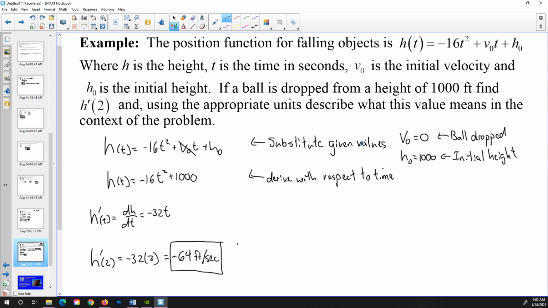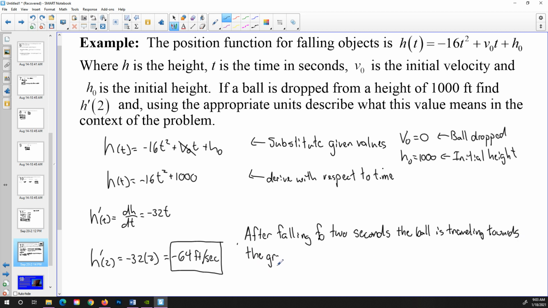And so to describe what this means in the context of the problem, after falling for 2 seconds, the ball is traveling towards the ground, hence the negative 64, at a rate of 64 feet per second. All right.